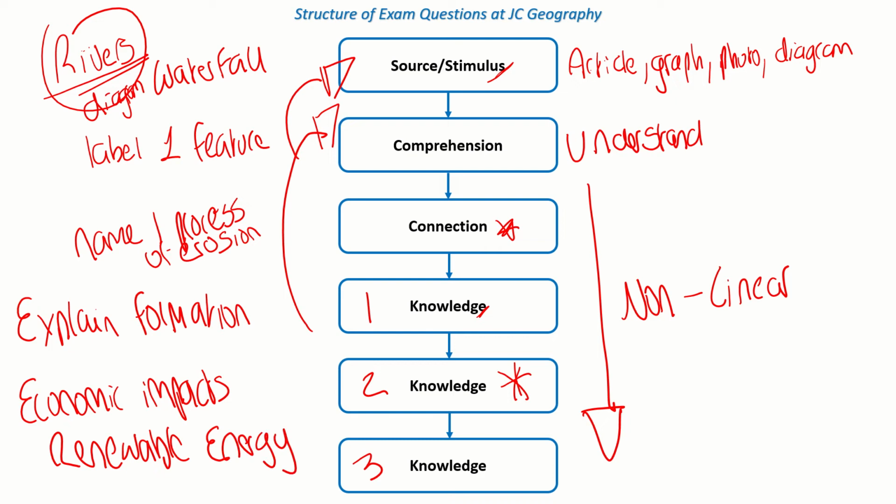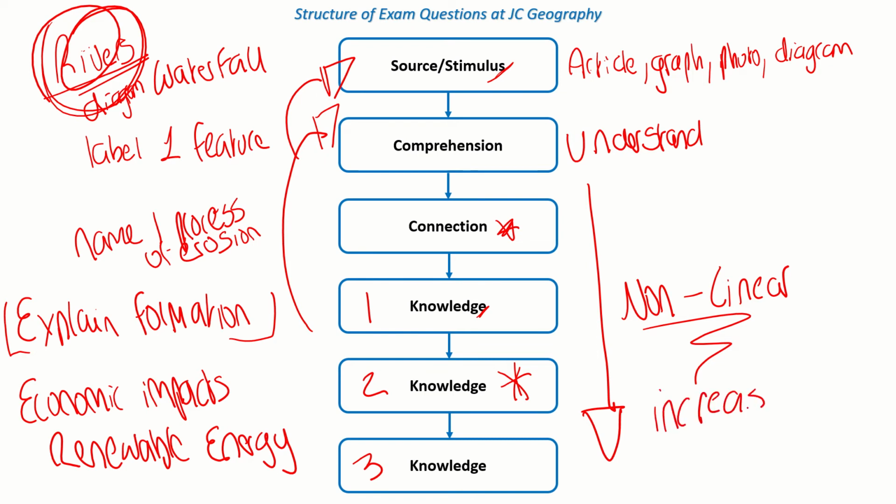And it's important to understand the structure of exam questions at junior cycle geography and that they follow this non-linear approach, because it means that we can't just say as teachers, study one topic and you're going to be fine in the exam, or this topic's going to come up. Because although this source or stimulus was about rivers, and there were knowledge-based questions regarding rivers, you can see as we got further down the question, the non-linear approach usually means that it increased in difficulty. And by the end of the question, you're being asked to discuss economic geography, renewable energy.